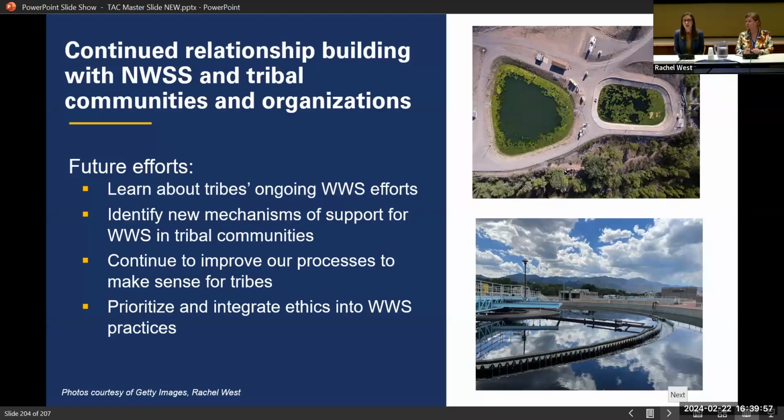And finally, to prioritize and integrate ethics into wastewater surveillance practices. We're a fairly young surveillance system, but that gives us an amazing opportunity to put ethics at every element of our surveillance system early on. And that will be iterative. We know that over time, technology can change, science can change, and priorities can change. So how do we make this a living ethical framework that we can base our work on, and how can our tribal partners help inform that? Next slide, please.